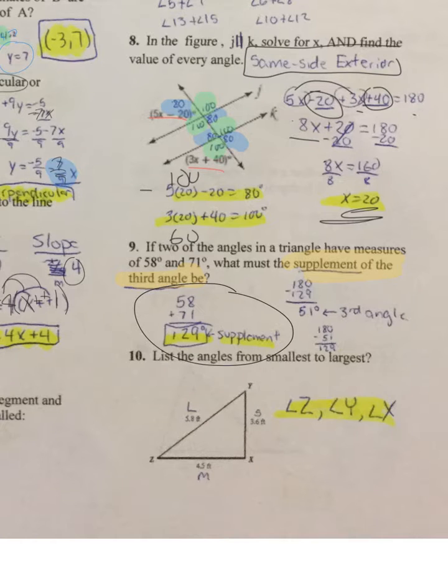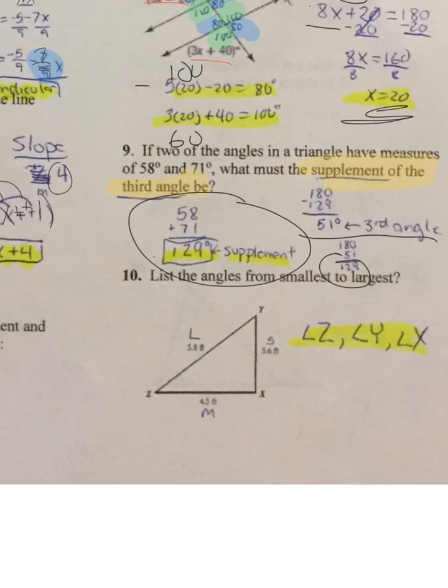Because what most of you will do will go from there. You still have to add them. You subtract from 180, you get the third angle, and then 180 minus that third angle takes you back to 129. So you get the answer, but a couple extra steps there.